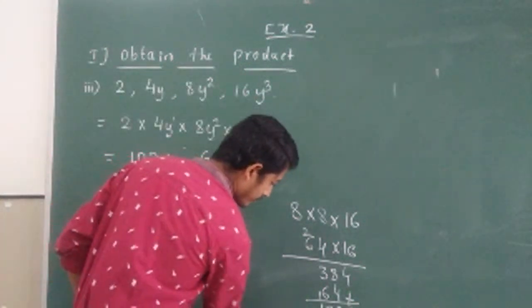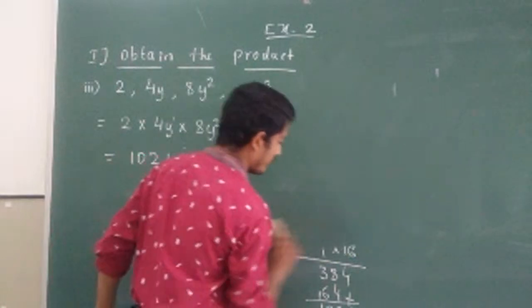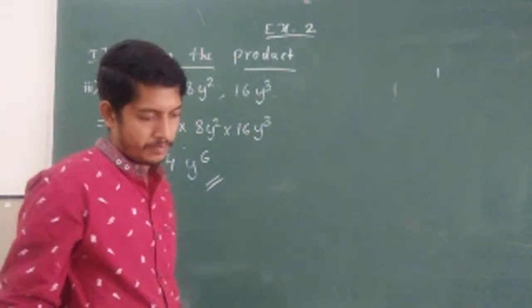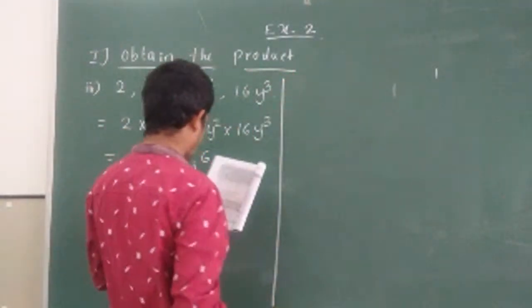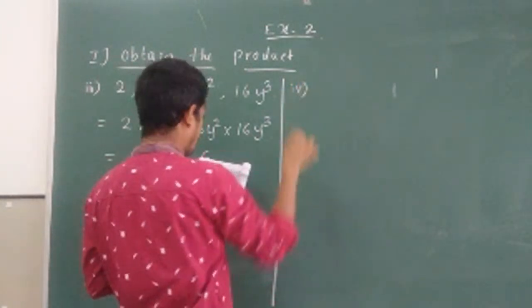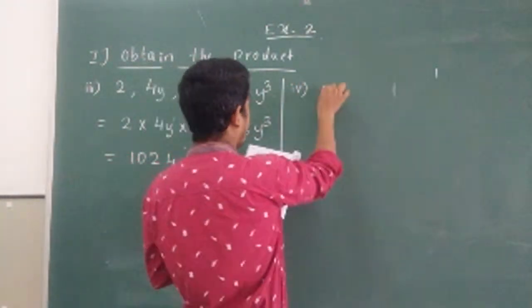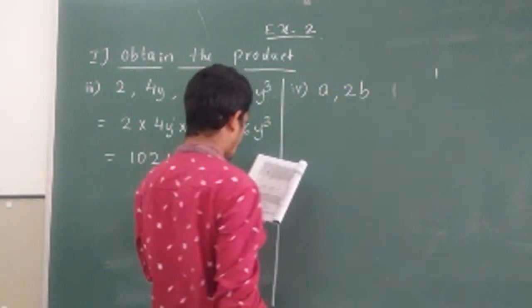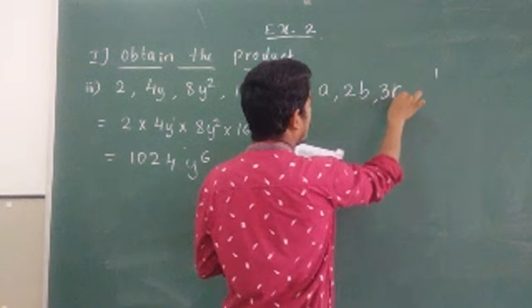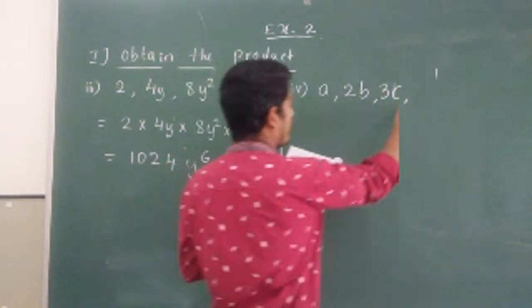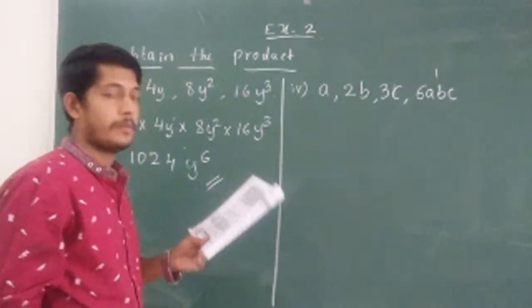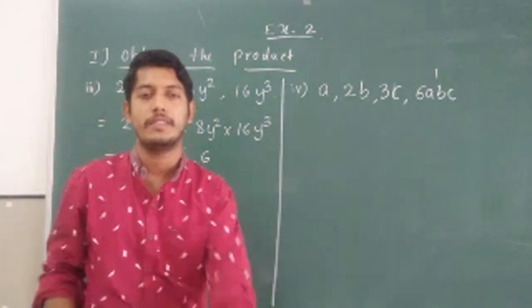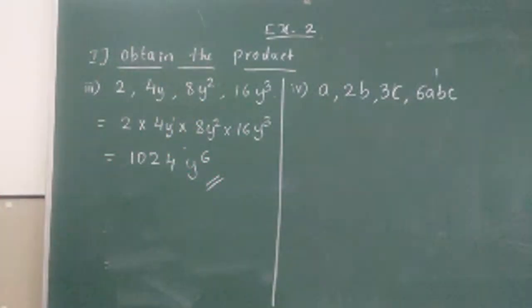Problem. The fourth problem is A, 2B, 3C and 6AB. A, 2B, 3C, 6ABC. These are the 4 terms. Now we have to multiply this fast. So just consider the terms along with the multiplication sign.